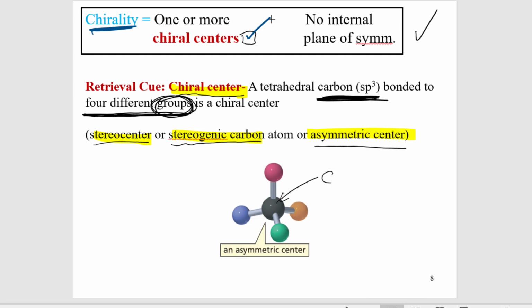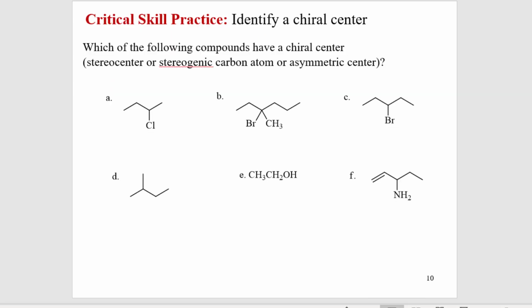I'm going to wait and talk about internal planes of symmetry in a minute. But chiral centers, right, you have to have one or more chiral centers. That's our first big step into determining the overall chirality of a molecule. Just because you have a stereocenter will not necessarily mean the molecule is chiral. So you need to get better at identifying those stereocenters or chiral centers. And I leave you with this practice slide for you guys to identify or highlight or put a star next to any carbons that you find are chiral centers.